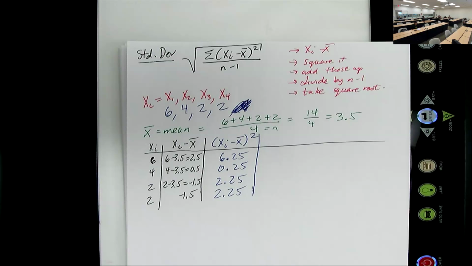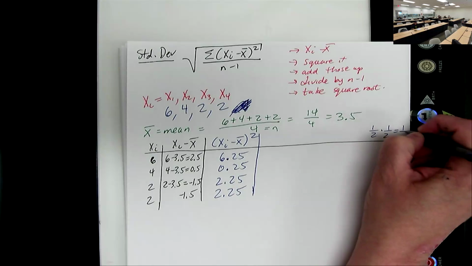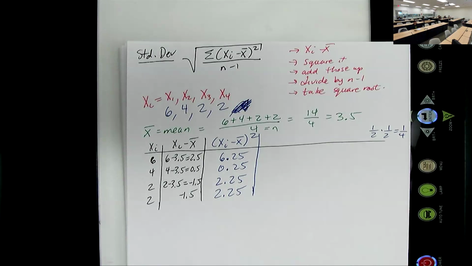Any questions so far? What's wrong, Alfredo? 0.5 squared is 0.25. 0.5 times 0.5, yeah, 1/2 times 1/2 is 1/4. You can do it in the calculator, you'll see. Numbers less than 1, when you square them, get smaller. Numbers bigger than 1, when you square them, get bigger.